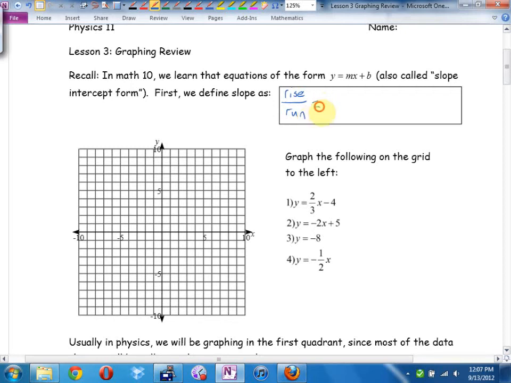The other way you'll sometimes see that written is like this. Change in y over change in x, or delta y over delta x. You also got a slope formula last year. If you have the line in front of you, you go rise over run. If you have the points, you went y2 minus y1 over x2 minus x1.